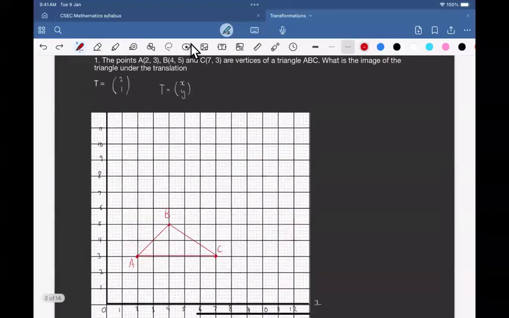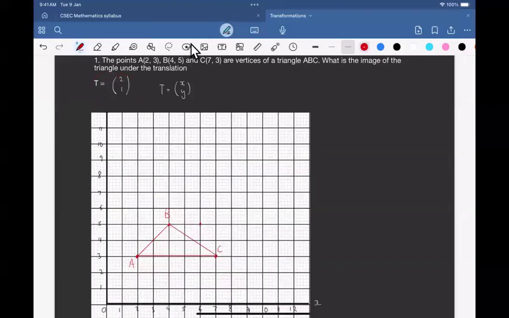Kiara, I want you to choose a point, A, B, or C. B. Okay, and according to this translation, (2, 1), this is how you write the translation, by the way. I'm going to move B 2 spaces up, down, left, or right? I'm going to move B 2 spaces to the right.